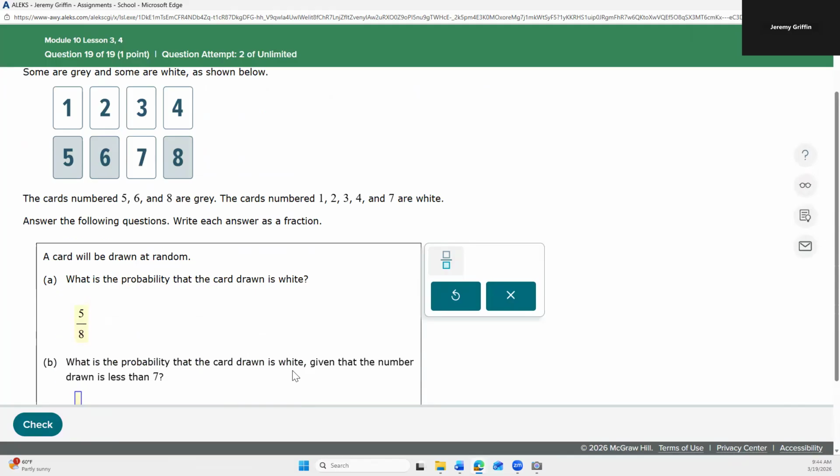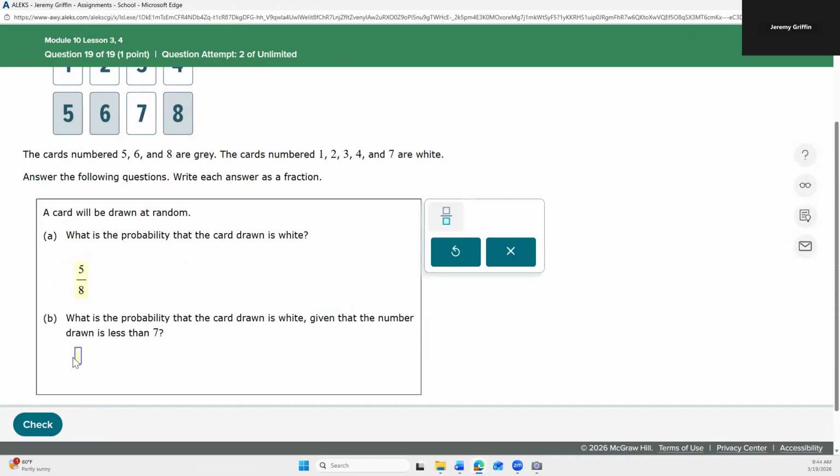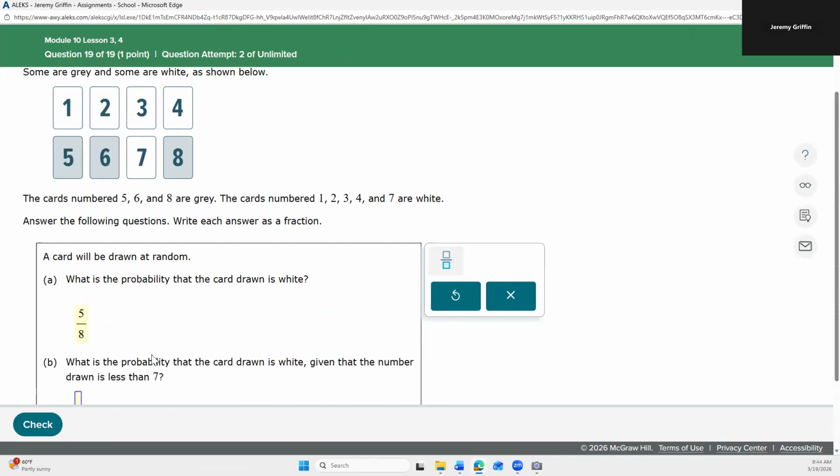What's the probability the card drawn is white, given that, so now we've got conditional probability, the number drawn is less than 7? So which cards are we going to throw out? The 7 and 8. They don't even exist anymore. So maybe somebody says, oh yeah, I drew one, and it was definitely less than 7. So out of the remaining 6 cards, what number do you think I should type right here? Yeah, 4 out of 6, which does reduce to 2 out of 3.